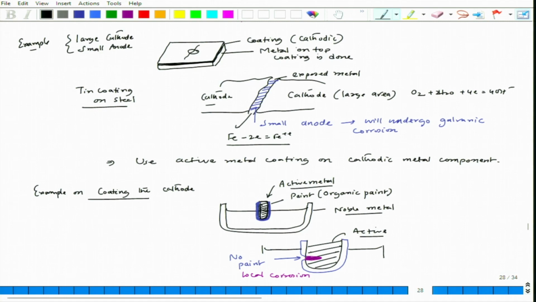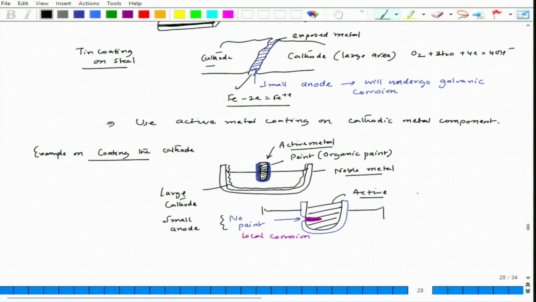So, then you have a large cathode. So, this entire internal surface acting like cathode, large cathode, and this will be a small anode. And again the effect of large cathode and small anode will be felt in the local region of that anode material. So, this is bad.